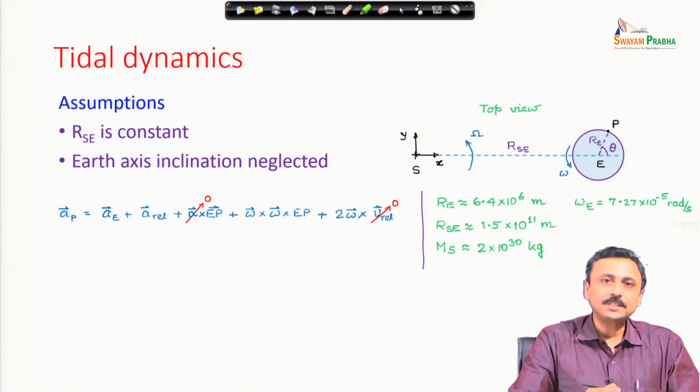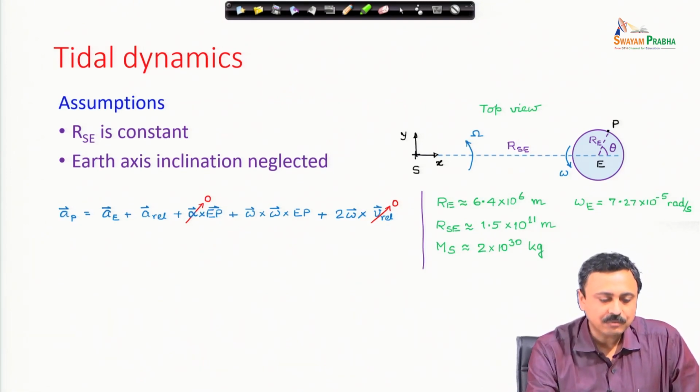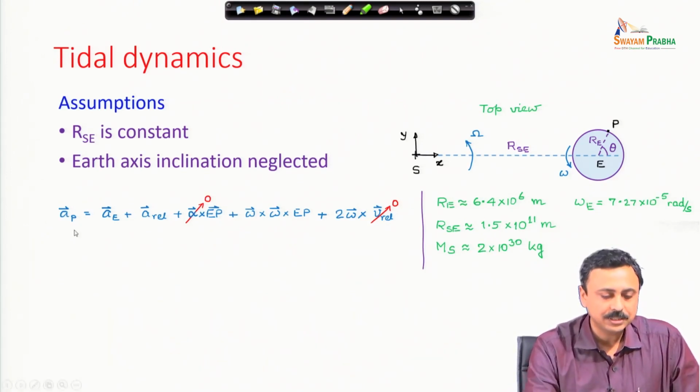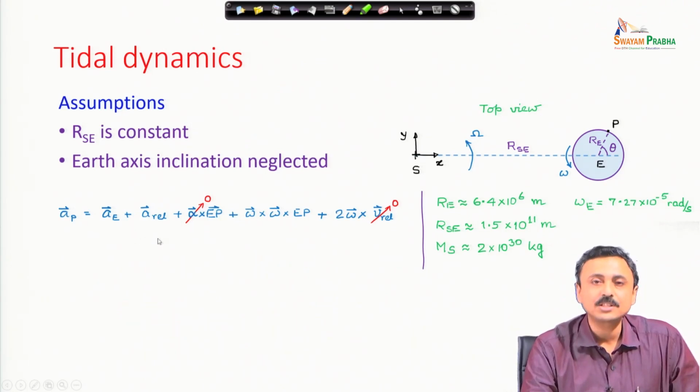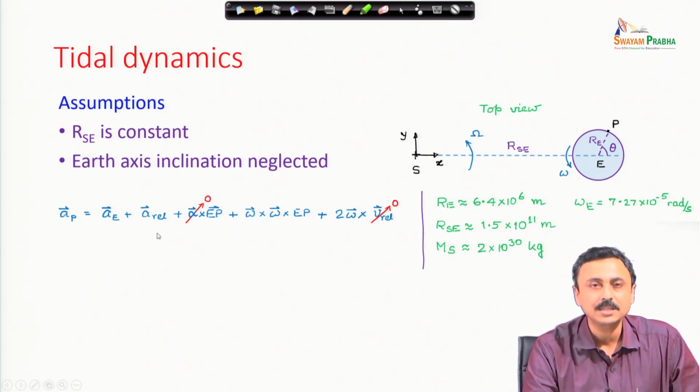Let us try to represent its acceleration as observed by an inertial observer, and then we will try to write its equation of motion. Acceleration of this particle or mass of water is equal to acceleration of the earth plus ARL. This is our master equation which we have discussed many times in kinematics. So, acceleration of P is acceleration of earth plus ARL plus alpha cross EP.